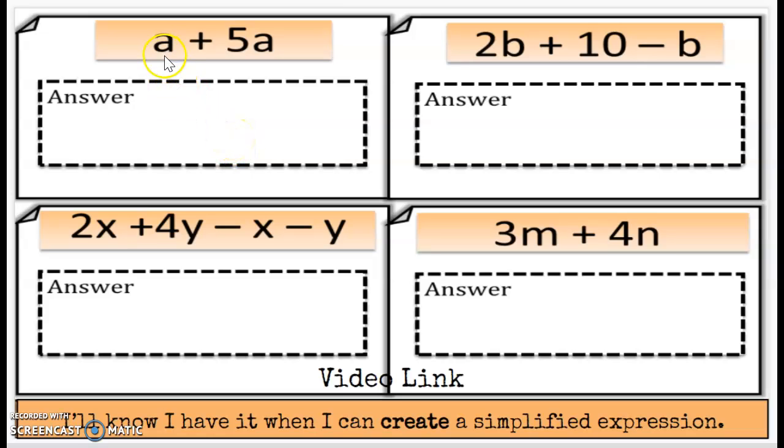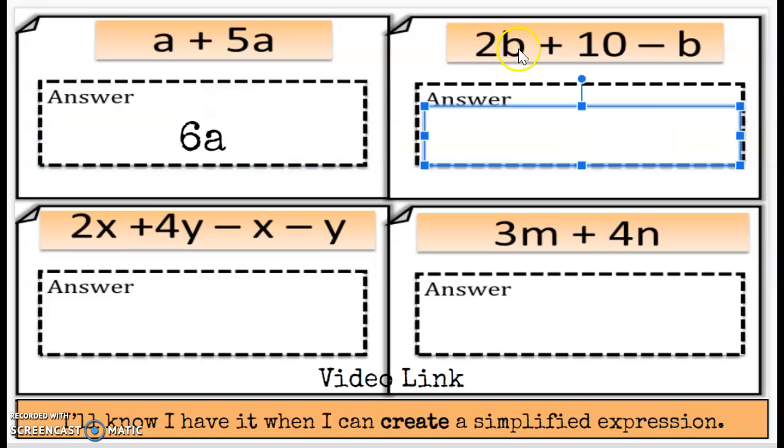Okay, so number 1 is a plus 5a. When there's just one a here, there's an invisible 1 right there. So it would be 1a plus 5a. That gives us 1 plus 5 is 6. And then I just bring down that a.